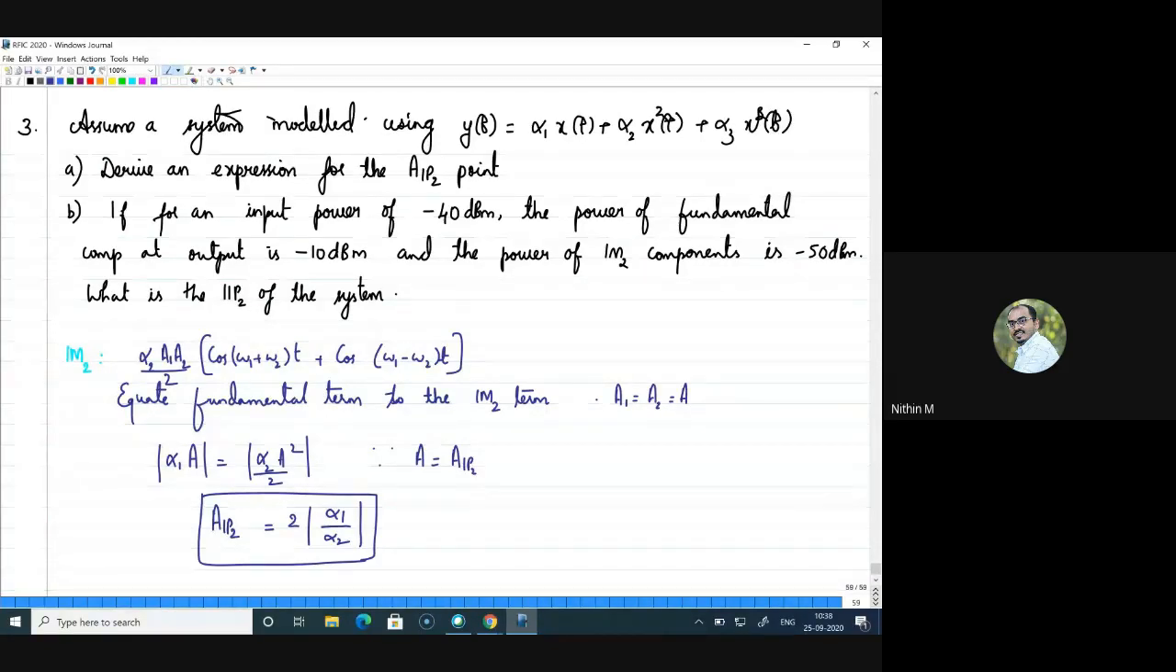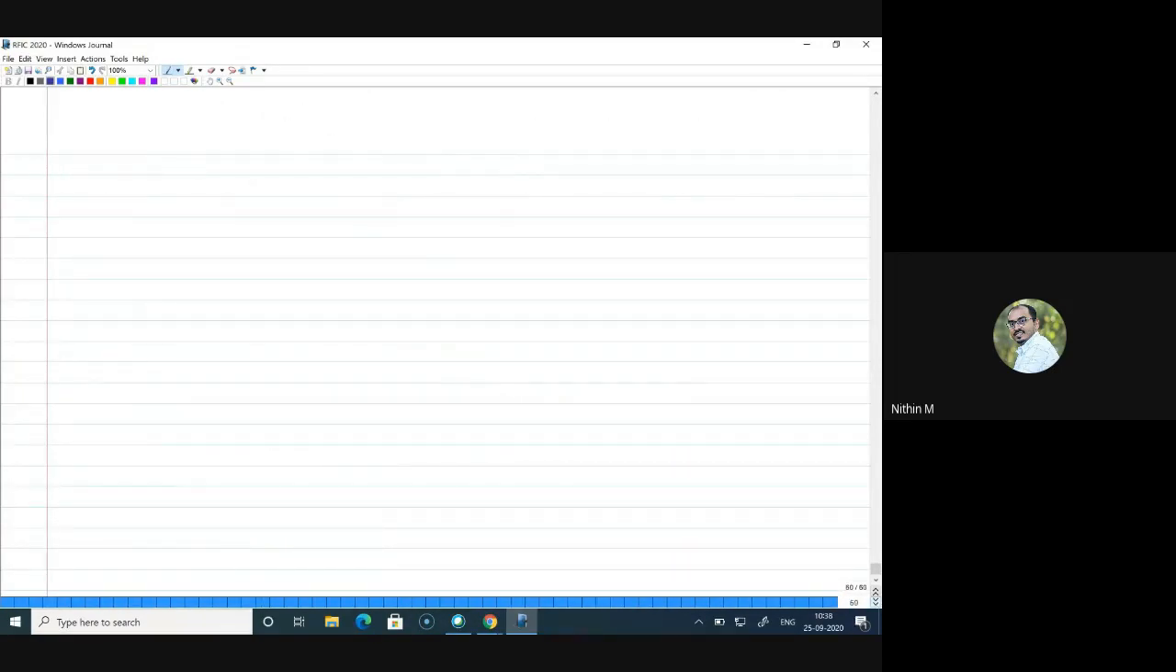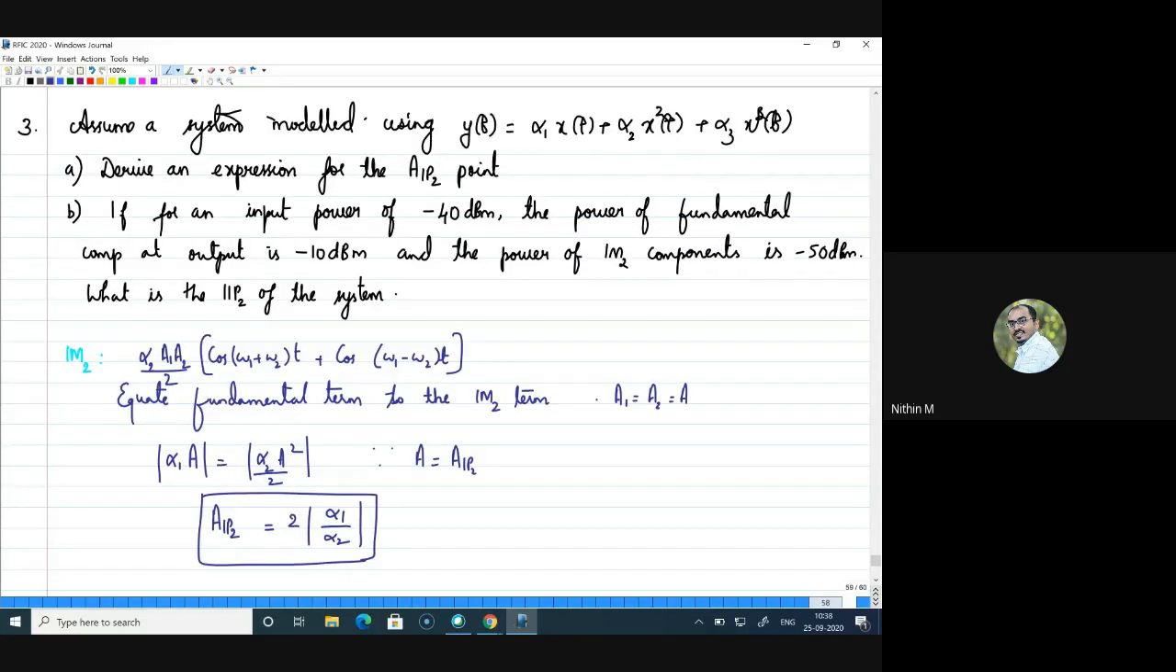Right. Now, how will you solve this question, IIP2? Gain is alpha 1, gain is 30 dB. How is gain 30 dB? From the difference. Yeah, gain is 30 dB. So we need to get IIP2 and we do not have an equation for IIP2, right? IIP3 we have derived.